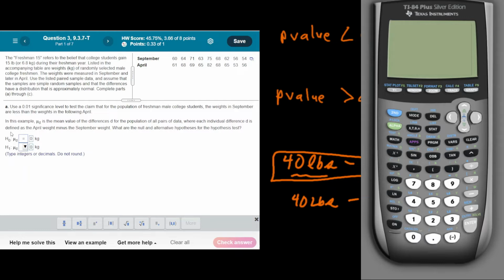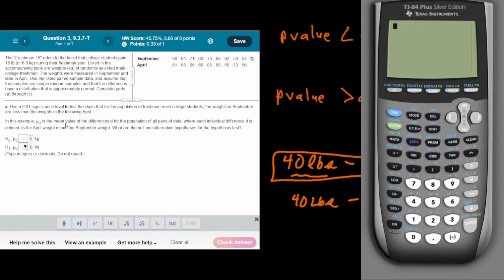Now this part, it says, use a 0.01 sig level to test a claim that for the population of freshman male college students, the weights in September are less than the weights in the following April. So we're going to choose, let's think about this for a second. Let's read more because it may not be quite apparent as to if we're going to use less than or greater than. Let's keep reading.